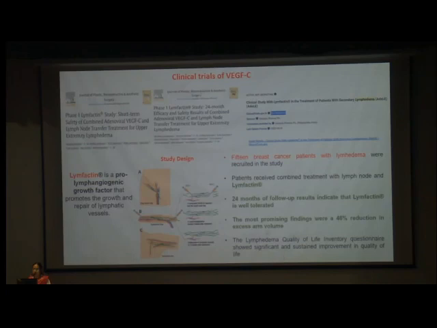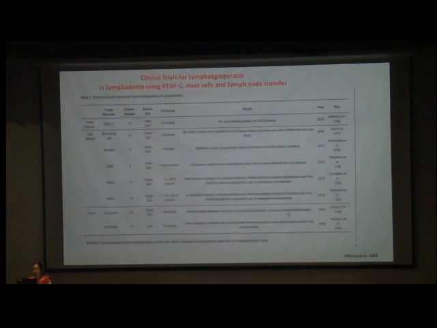The study has clearly shown that the dose of VEGF-C is well tolerated, improves quality of life, and also reduces edema. In this study, they took VEGF-C plus the lymph node treatment. These are some of the other clinical trials for lymphangiogenesis, but again in lymphedema patients. Here mostly people have used cell therapy, where they have shown adipose-derived stem cells and bone marrow cells also induce lymphangiogenesis. I'm not going into details.